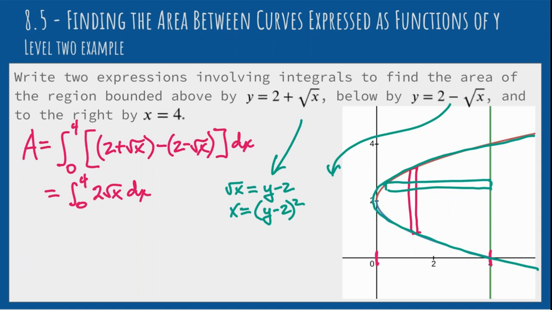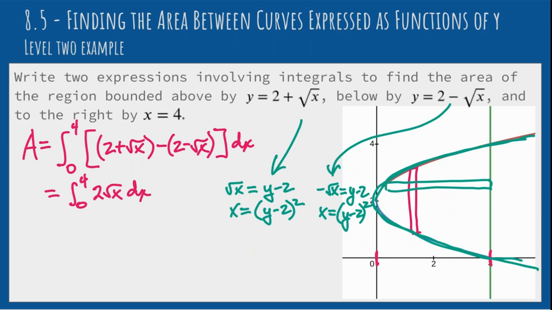If we do that with this one, we get the opposite of the square root of x equals y minus 2. And then we don't have to really get rid of the negative there. We can just square both sides because that will take care of the negative. And so we square both sides and we get x equals quantity y minus 2 squared. So the idea here is that the top half and the bottom half can be written as a single parabola, a single function x with respect to y. And so we can use that single function as the left function.